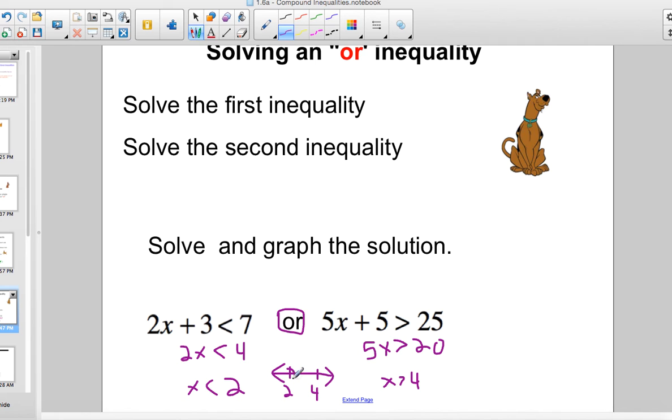So we would have open circles on both of these because they're not including those numbers. And we're going to shade all the way until negative infinity. And we're going to shade all the way into positive infinity. And that would be your answer.